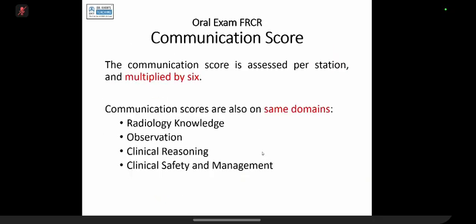Then comes communication. Communication is extremely important in the exam. I'll show you a slide to tell you what it is. Whatever happens in a station, the examiner will mark the communication and then multiply it by six. That number is multiplied by six, and the communication is marked in the same domains as the other part.